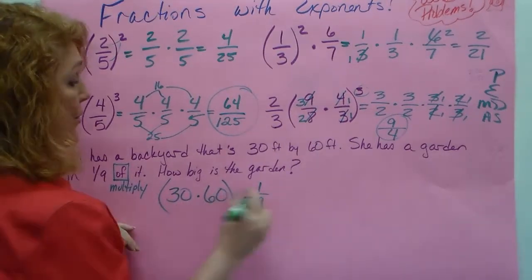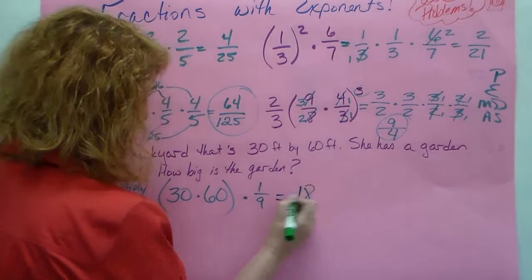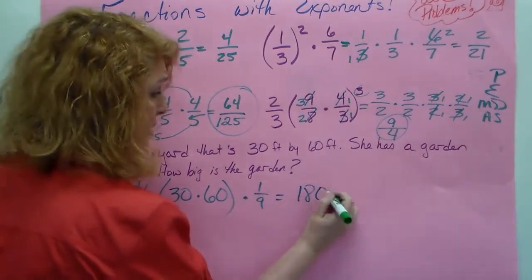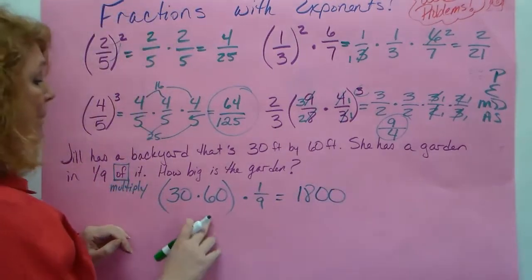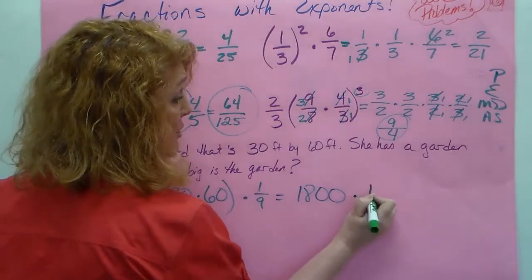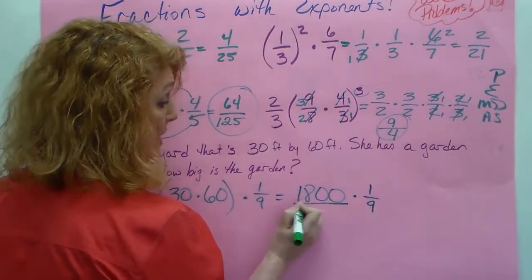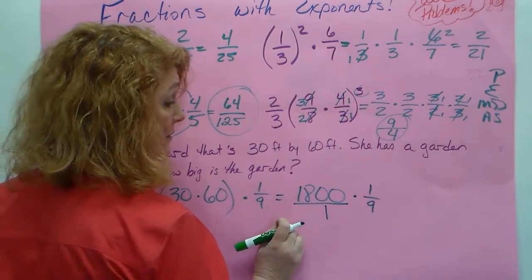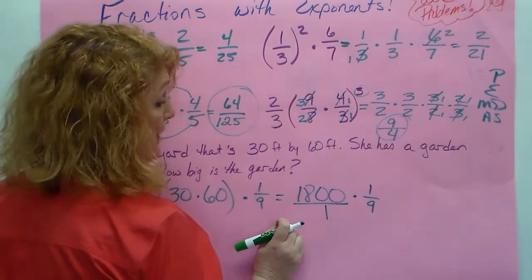30 times 60, well, 3 times 6 is 18 with 2 zeros. Ooh, did you see how I did that? Rewind if you need it. And now I'm going to do 18 times 1/9. And remember, I just have to put this number over 1. All right, now I'm going to cross cancel.